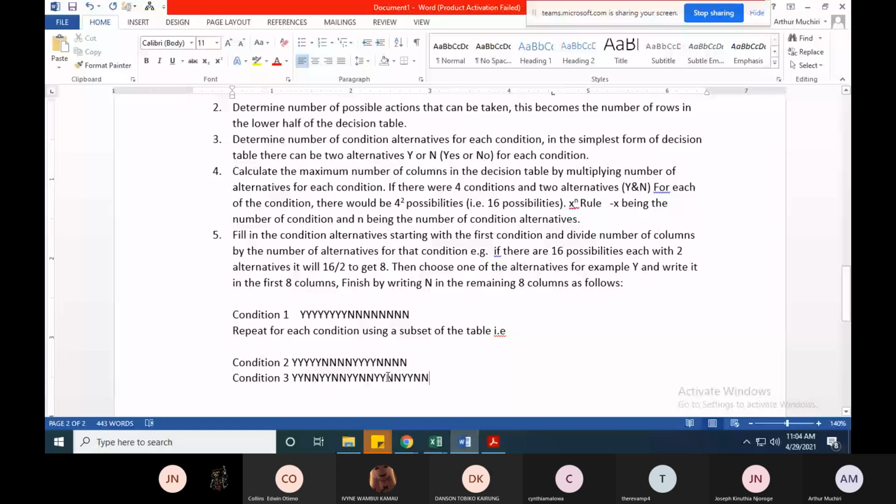That is 16. So this one is yes, yes, yes, yes, that is 4. No, no, no, no, that is 4. Or yes, yes, yes, yes, that is 4, no, no, no, no. Yeah, I think that is correct.